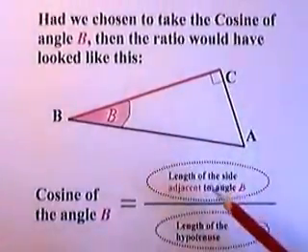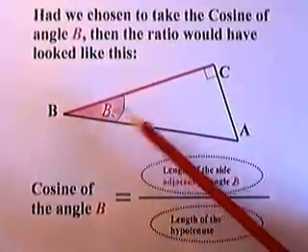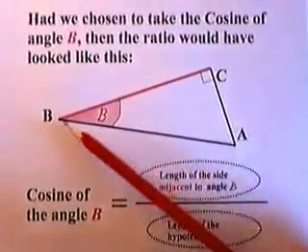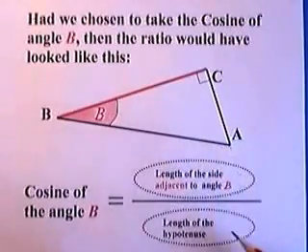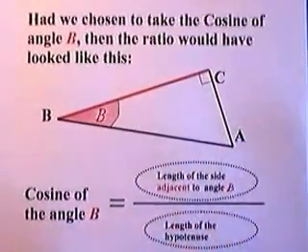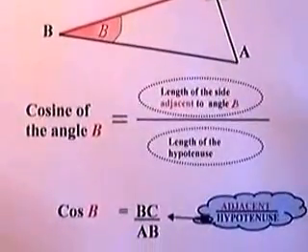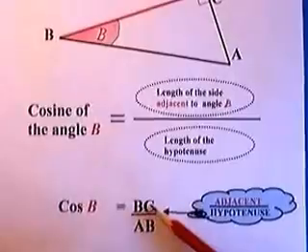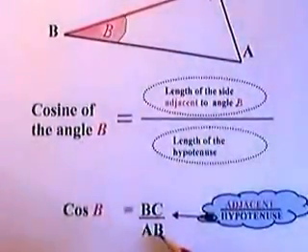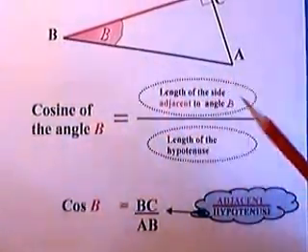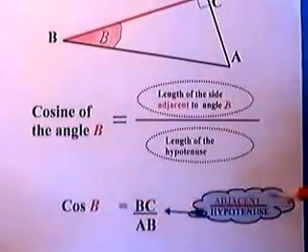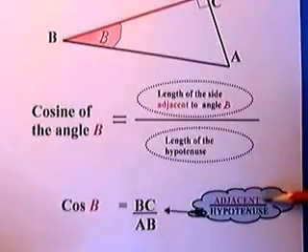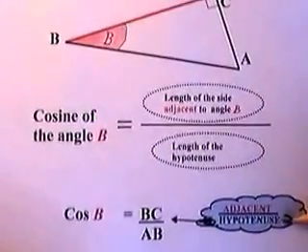So cosine for angle B is the length of that side, which goes on the top of the ratio, divided by the length of this hypotenuse, which would go on the bottom of the ratio. And this normally gets abbreviated to that. We write cos B is equal to BC, the adjacent side, divided by AB, the hypotenuse, or in other words, cosine is adjacent divided by hypotenuse, the length of the adjacent side divided by the length of the hypotenuse.